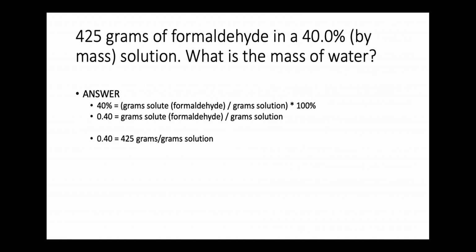So let's try to plug in the numbers. 40% is my solute divided by my solution times 100. 40% is the same as 0.4, which is my solute divided by my grams of solution. So we know we have 425 grams of formaldehyde, and now we have to divide by the grams of solution. With this information, I can find the grams of my solution. 425 divided by 0.4 makes 1,062.5 grams, the mass of my solution.